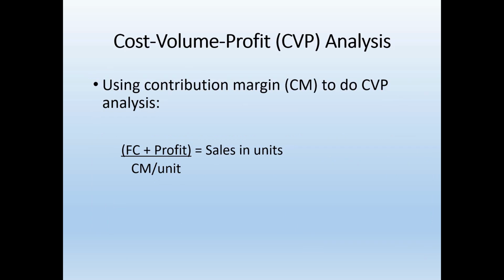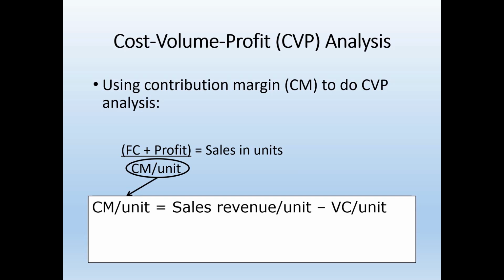To do cost, volume, profit analysis, we need a basic formula. That formula is fixed costs plus any target profits divided by the contribution margin per unit will give us the number of units that we need to sell in order to achieve that goal. Let's see why this formula works.